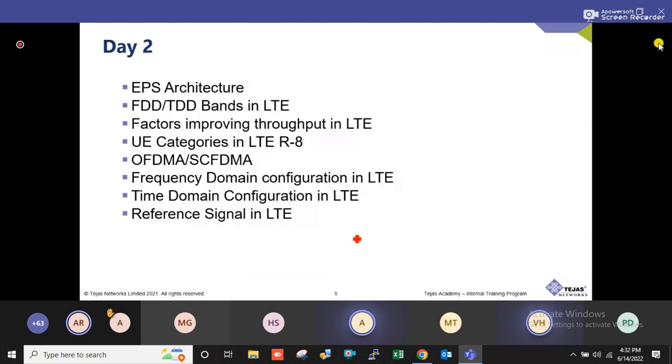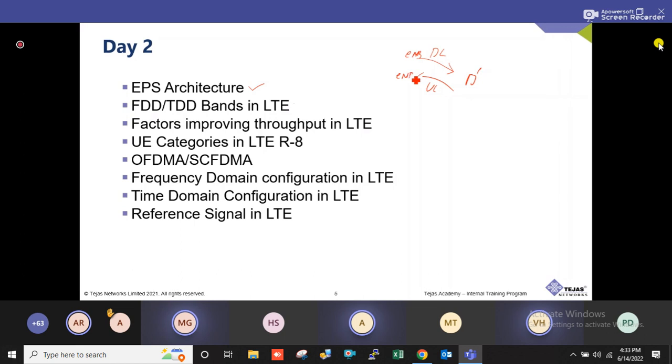Okay. So we already discussed the EPS architecture. I'll just go through that once again. We look at the different sorts of FDD and TDD bands. Initially we looked at what we mean by downlink and uplink. Downlink is always from the eNodeB to the mobile, and uplink is always from the mobile to the eNodeB.